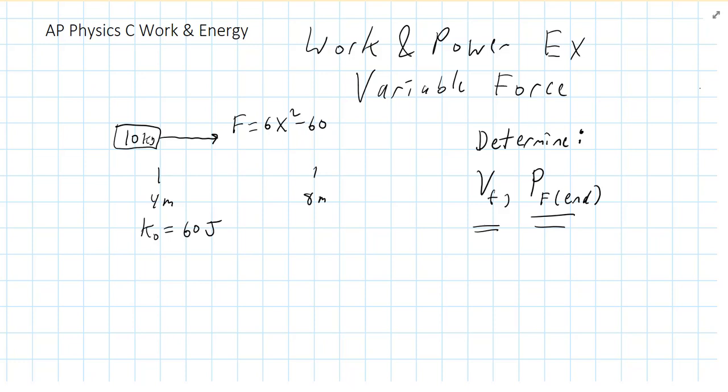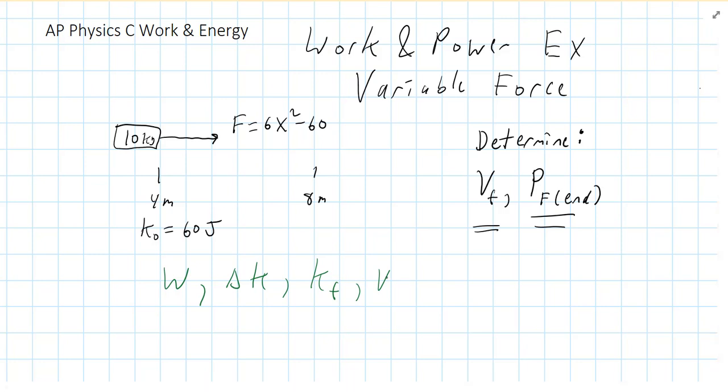Well, there's only one force acting on the book bag. So first I'm going to find the work done by that force, and that's going to equal the change in kinetic energy. Then I'm going to find the final kinetic energy, because if I know the starting kinetic energy is 60 and I know the change in kinetic energy, I can figure out the final kinetic energy, and then I'm going to find the final velocity. And then to find the power, we'll talk about that in a sec.